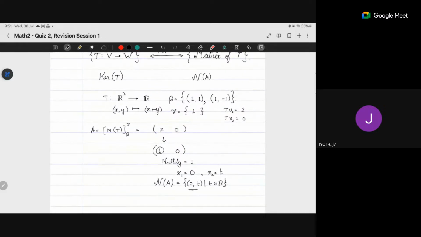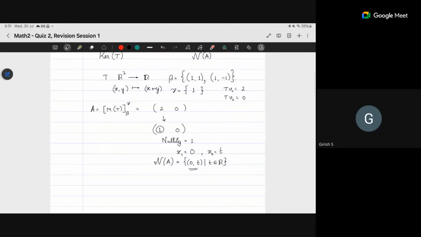But then if I look at (0, t) and I substitute it in the transformation, do I get 0? No. You don't get 0. Why? Because this is encoded information. When we are going from the transformation to the matrix, we have done an encoding, which is writing it in terms of the coordinates. So the vectors of the form (0, t) are not the vectors which are in the kernel, but these are the coordinates of the vectors.